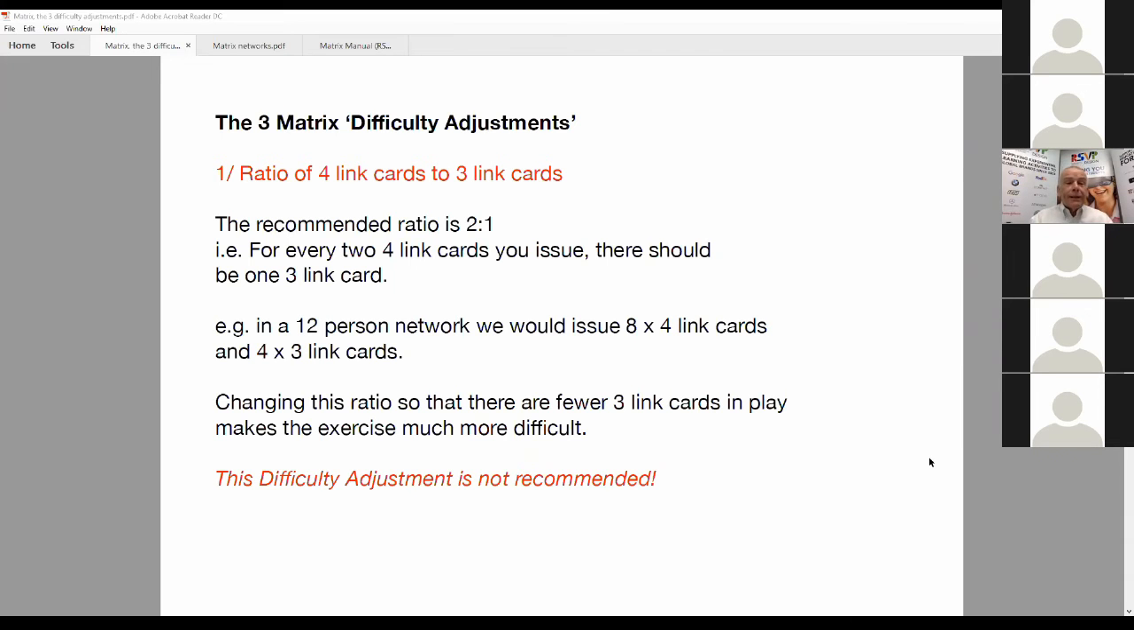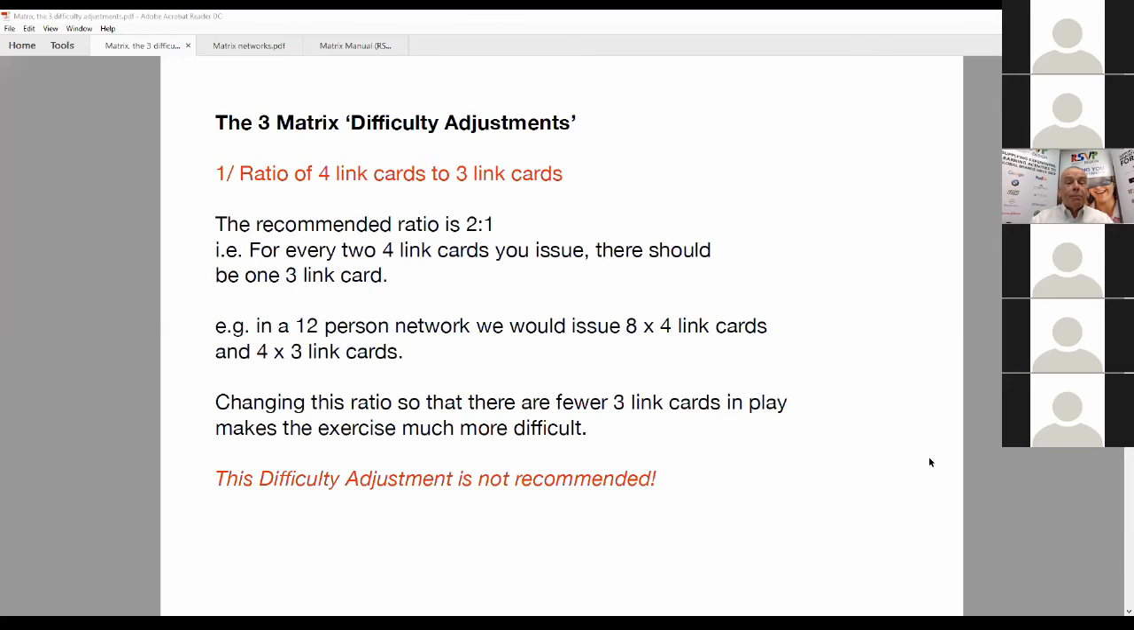So the first difficulty adjustment might be adjusting the ratio of 4 link cards to 3 link cards. The recommended ratio is 2:1, so that for every 2 4 link cards you issue, there should be 1 3 link card. So in a 12-person network, we've already seen, you would issue 8 4 link cards and 4 3 link cards. Changing the ratio so there are fewer 3-link cards in play makes the exercise much more difficult. What that does, in effect, is reduce the capacity in the network.